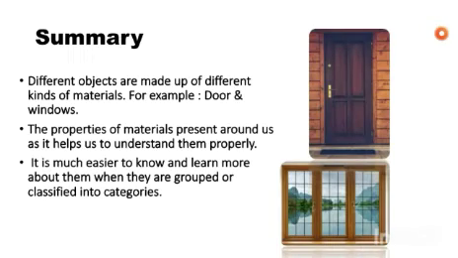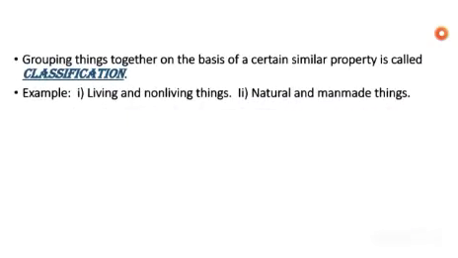Here is a summary of the last lesson that we learned, that was sorting material into groups. So let us get a quick glimpse of it. Children, we saw that different objects are made up of different kinds of materials, for example, a door and a window. The properties of materials that are present around us will help us to understand them properly. It is much easier to know and learn more about them when they are grouped or classified. So this is what we learned, why the classification is necessary.